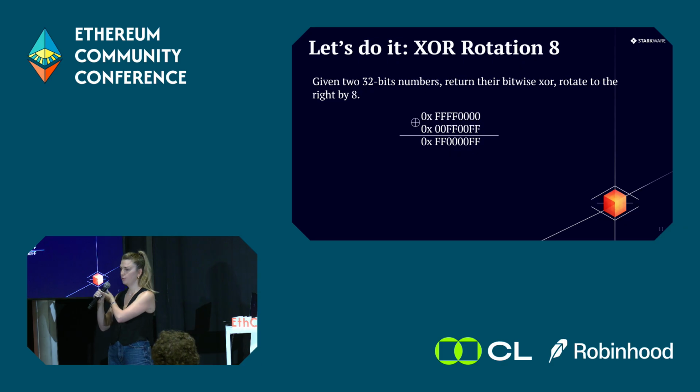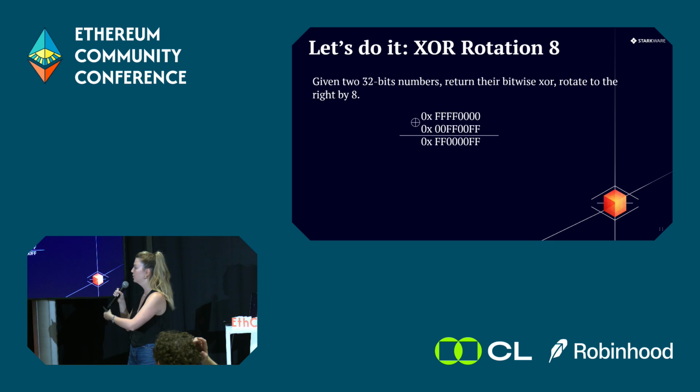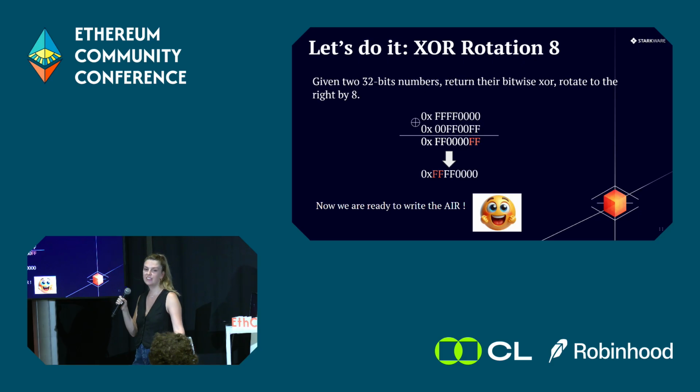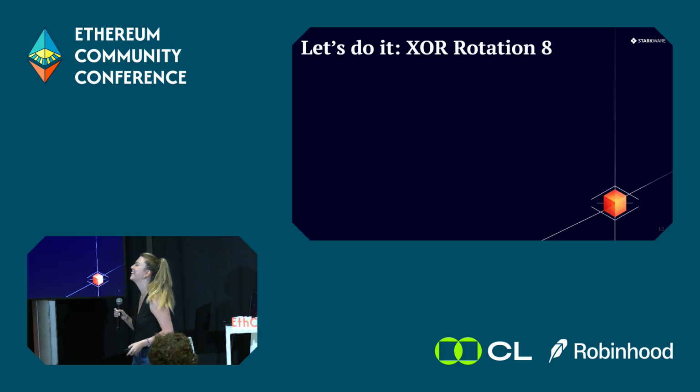So for example, if we have those numbers, we're going to XOR bit by bit with the corresponding bit. So 0 XOR F is F, 0 XOR 0 is 0, and so on and so on. Then we will take the lower 8 bits and put them in the higher 8-bit position. And this is the output. Yes, we're ready. Exciting? Yeah.